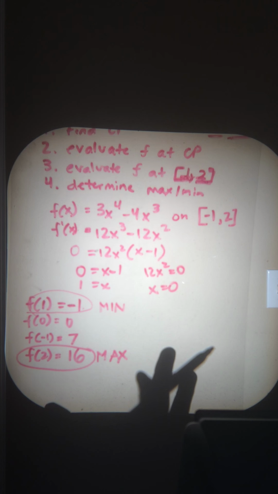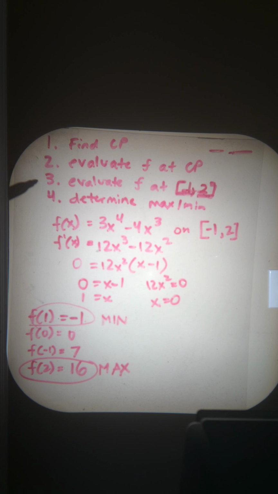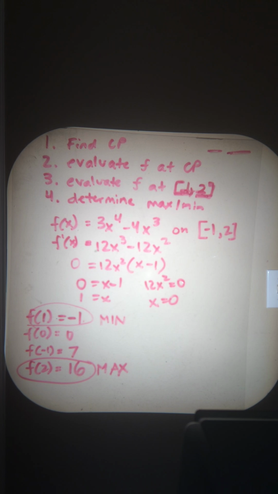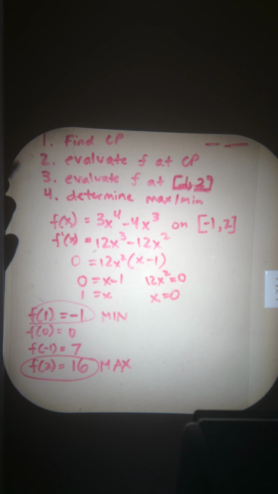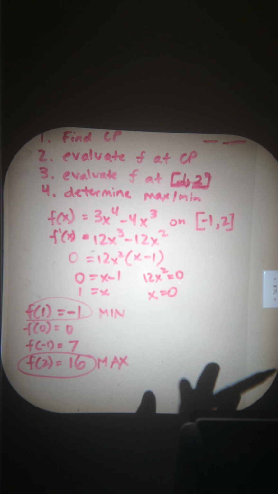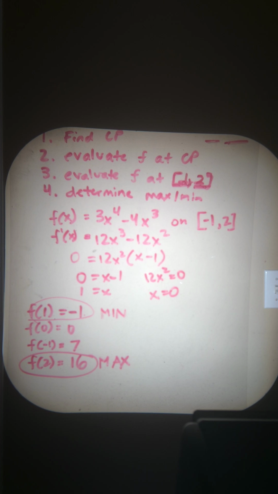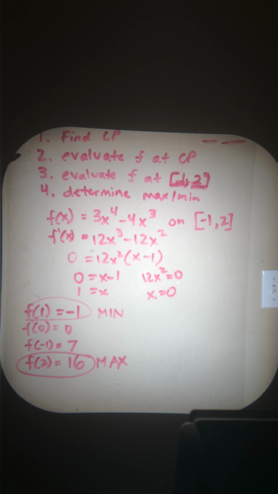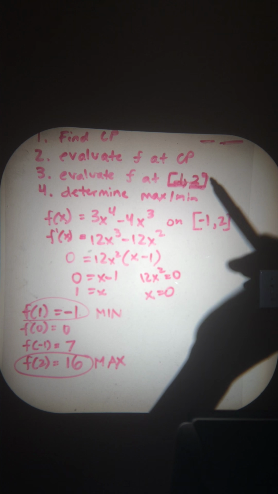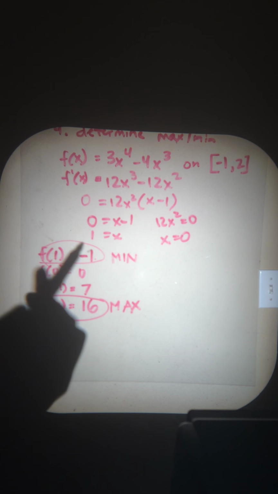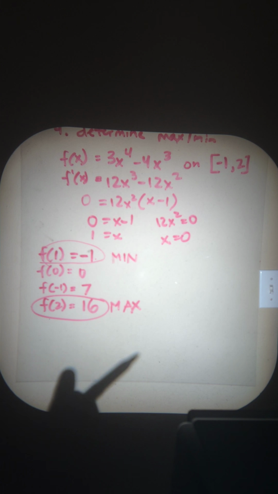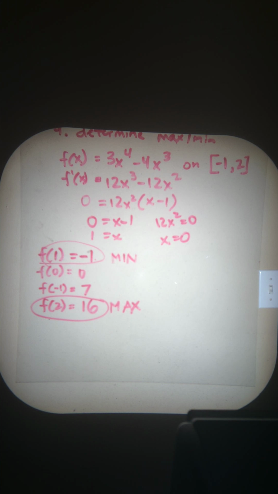Always when you do this, go back to the basic steps so you don't get confused, because a lot of times if the function is big with a lot of sines and cosines or whatever, you might get confused. But if you find your critical points, evaluate them, and then go back to the closed interval you're given and evaluate those, you get all your y values straightened out, and then it's very easy to see where your max and mins are.